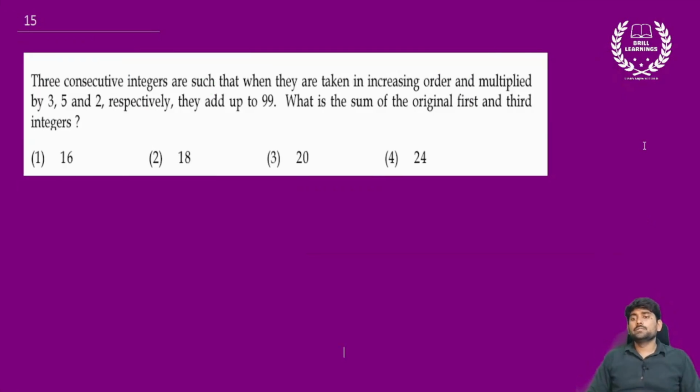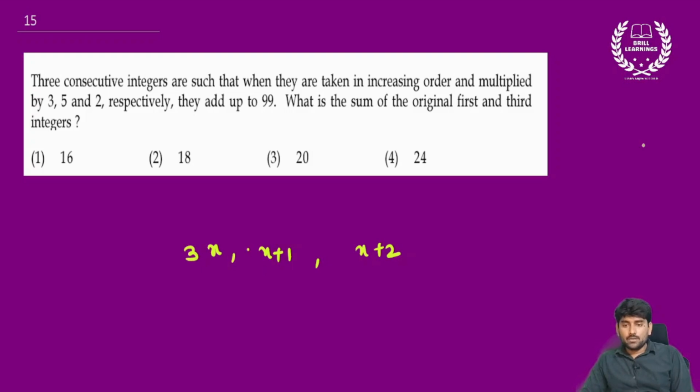Three consecutive integers are such that when they are taken in increasing order they are multiplied by 3, 5, 2 respectively, and they add up to 99. Okay, first take consecutive numbers x, x plus 1, x plus 2, and multiplied by 3, 5 and 2 respectively, and we need to add these three values, which gives us 99.